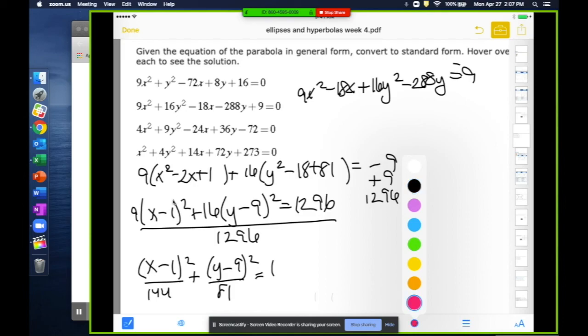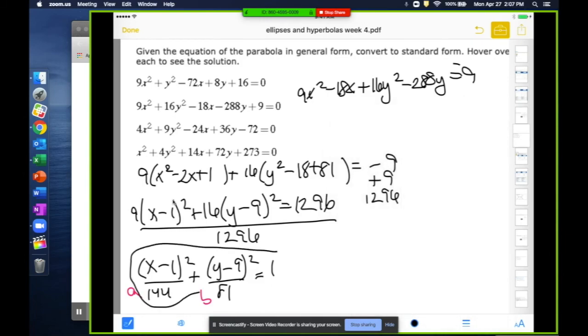And just to test that little trick I was saying earlier, my larger number is 144, so that's the a value. Since it's under x minus 1 squared, this is going to be opening horizontally, or it's going to be a horizontal ellipse, if you will, because the larger number is under the x minus h squared.